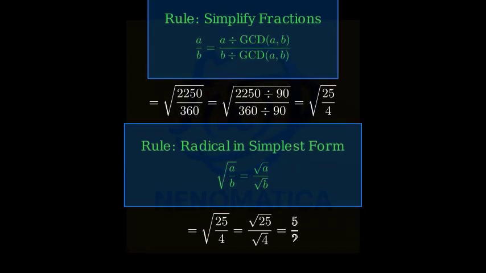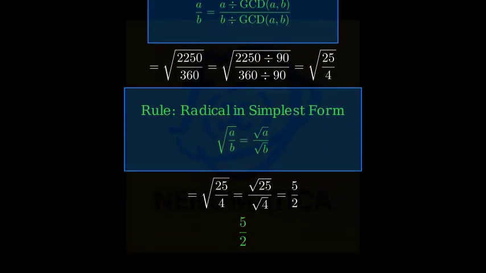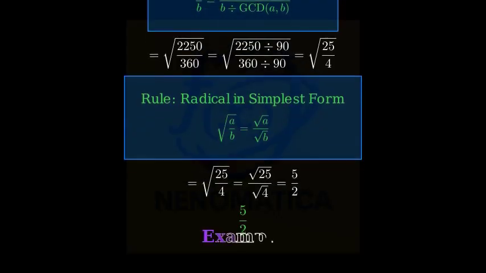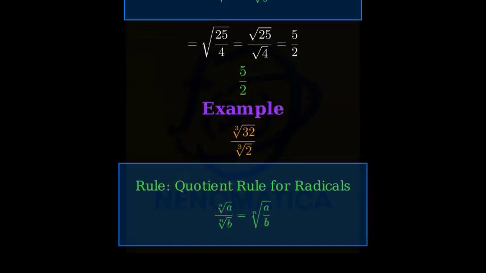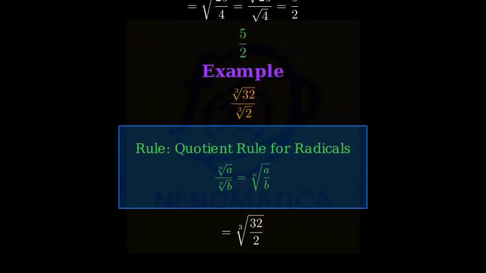We need to simplify the expression, the cube root of 32 divided by the cube root of 2. For this example, we'll apply the quotient rule for cube roots. Using the quotient rule, we can rewrite this as the cube root of 32 divided by 2. Next, we'll simplify the fraction inside the cube root. 32 divided by 2 equals 16. Now we need to find the cube root of 16.